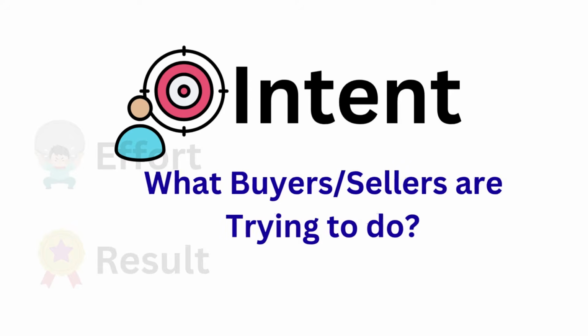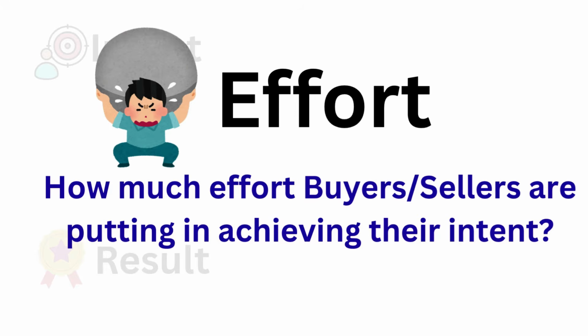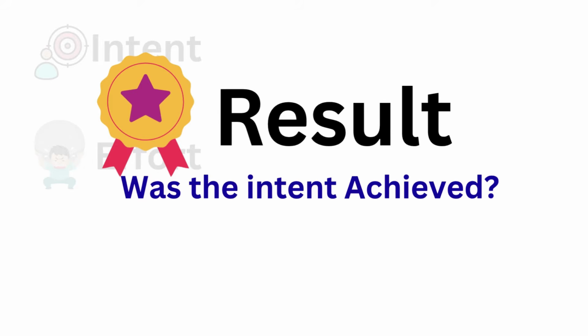First is intent. This is all about what buyers or sellers are trying to do. Second, effort. This is the muscle behind the mission. How much work are they putting in to achieve that intent? Finally, result. This is where the real truth comes out. Did they actually achieve their true intent? If the price didn't move despite all the effort, something is off. Maybe absorption, maybe hidden orders, maybe even a trap.